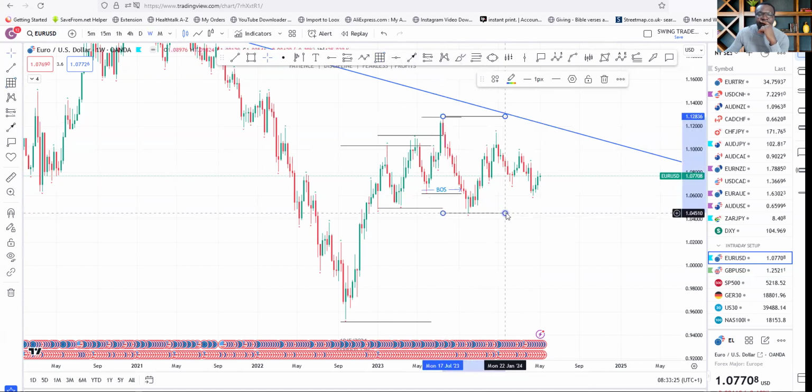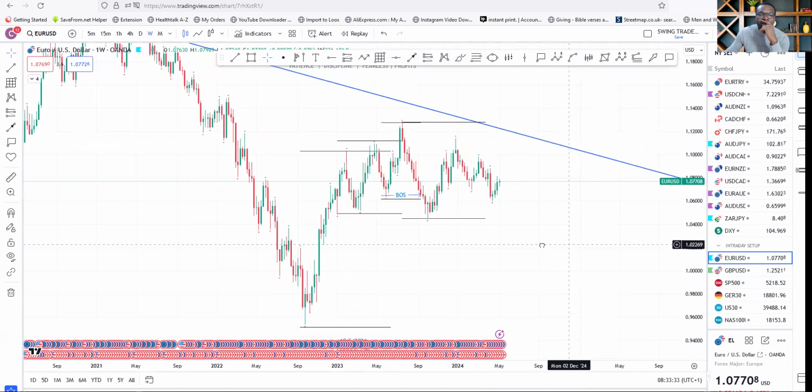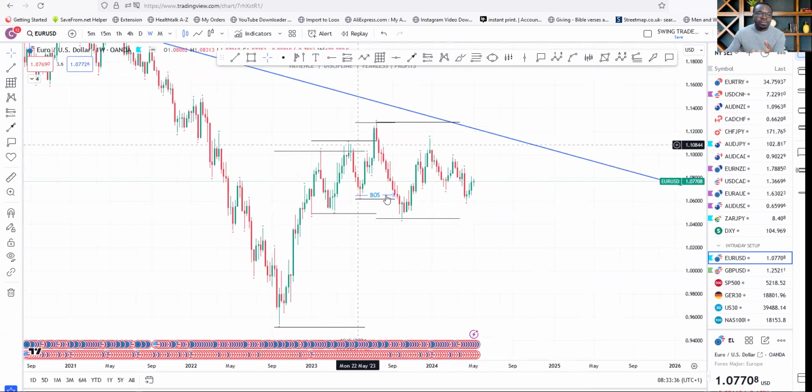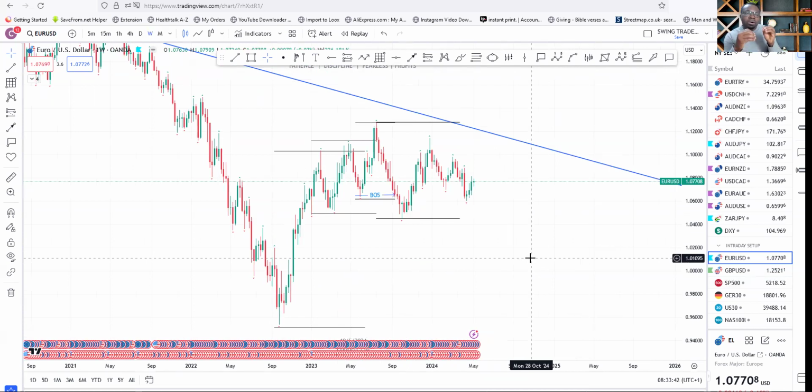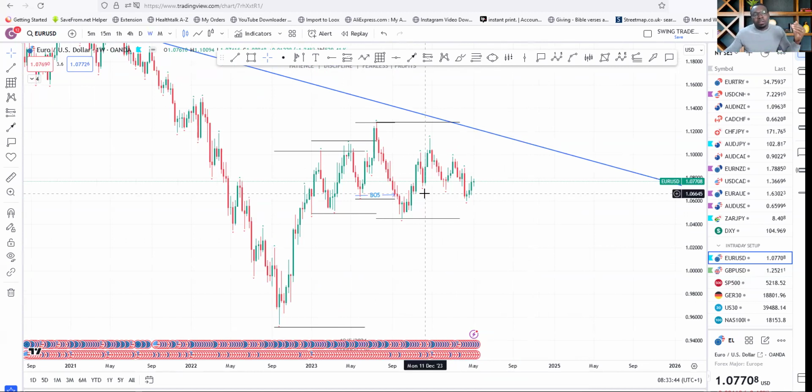So this is now the first lower low that the market has created within that swing low. That is why we're looking at a bearish momentum being introduced into the Euro USD market on the weekly, now gradually agreeing with the monthly time frame.